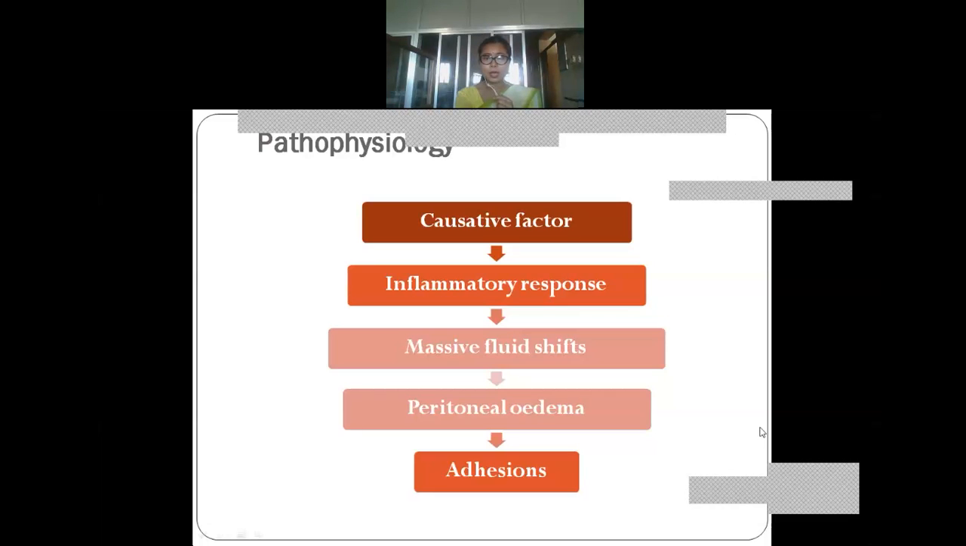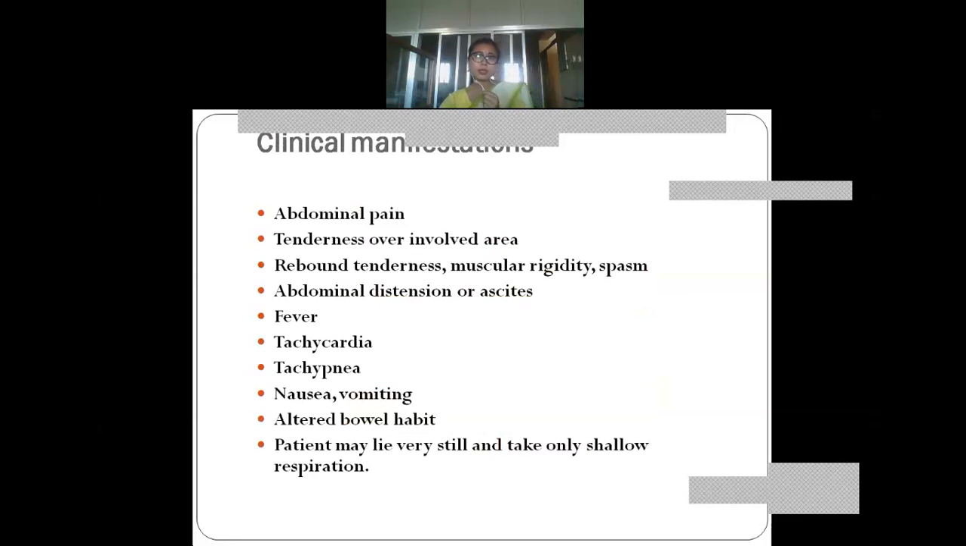Edema is the collection of fluid, okay, and then adhesion. Adhesion means scarring. As the disease goes on, as the inflammatory process keeps on going, it will result in scarring of the peritoneum. Okay, and then clinical manifestation: abdominal pain.